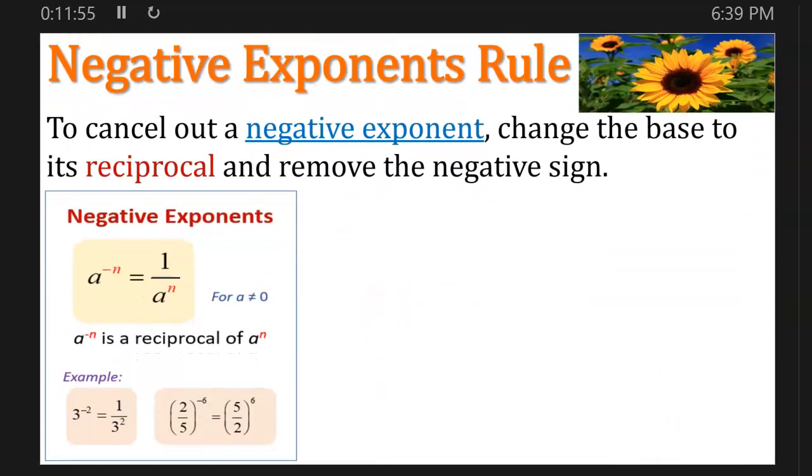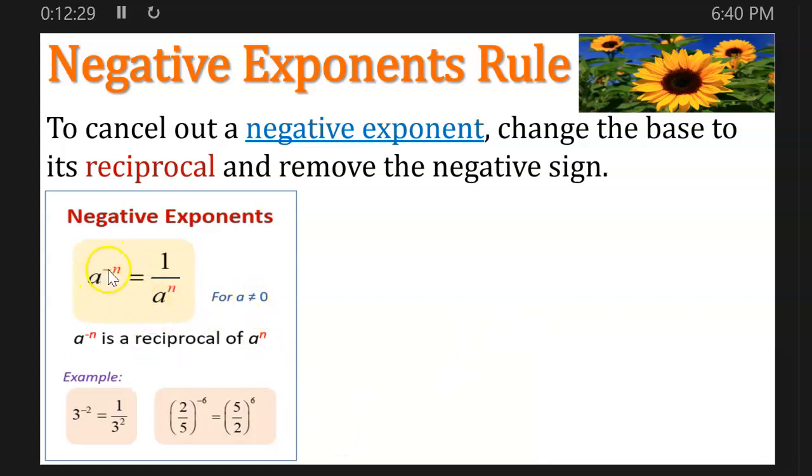Okay, so here is our negative exponents rule. Now, this is an important rule that I typically ask students to do at the very end of simplifying expressions when you're simplifying more complex exponential expressions, which is in the next video called Simplifying Exponential Expressions. So to cancel out a negative exponent, you need to change the base to its reciprocal and then remove the negative sign. Okay, so that's why knowing what a reciprocal is important when it comes to negative exponents.